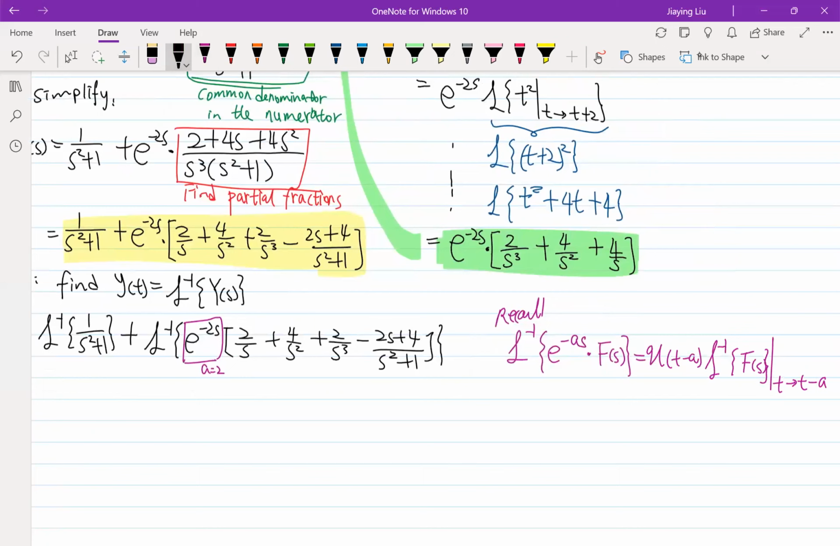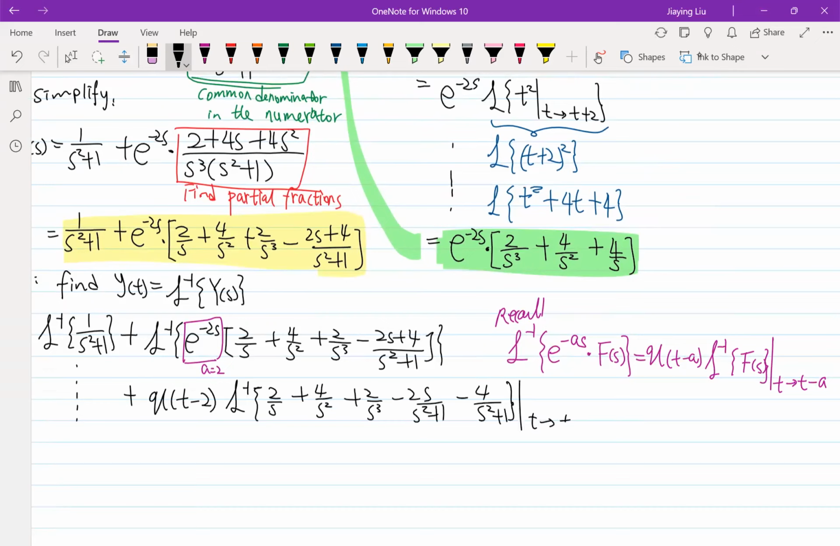So again, the first one, I'm going to leave it. So plus e to the negative 2s becomes u of t minus 2, with 2 being the a value, and then the inverse Laplace of the remaining part. So that's 2 over s plus 4 over s squared plus 2 over s cubed. I'm also going to split the last fraction at this point. So that's negative 2s over s squared plus 1. And then we have negative 4 over s squared plus 1. And at the end, t will go to t minus 2.